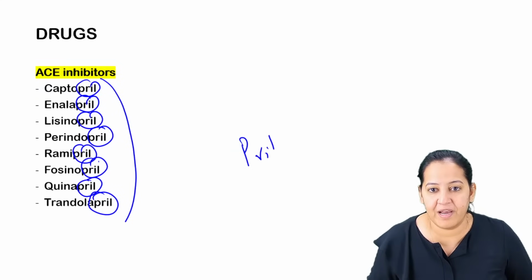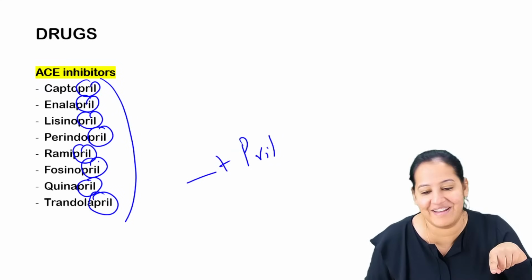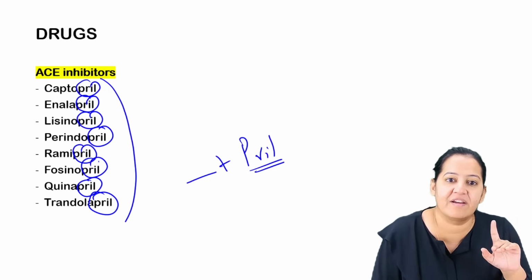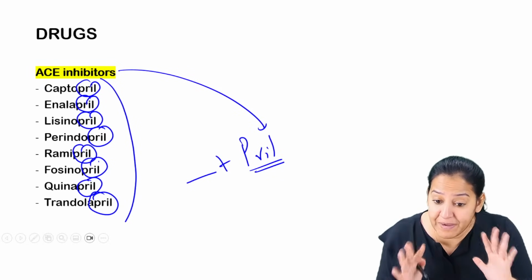Don't add pril after your name. You have to learn the names of the drugs. So please learn the names of your drugs. The suffix is pril. With the help of pril, you can identify it's an ACE inhibitor. So the suffix is pril.